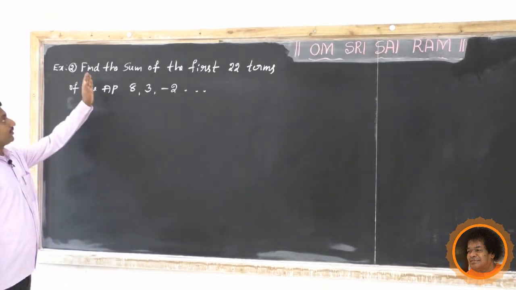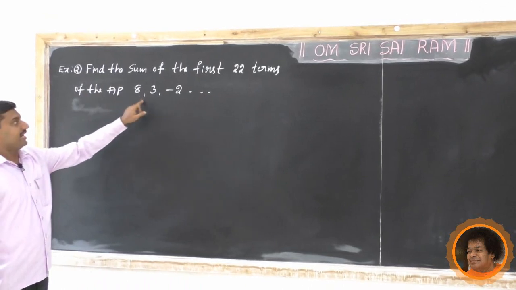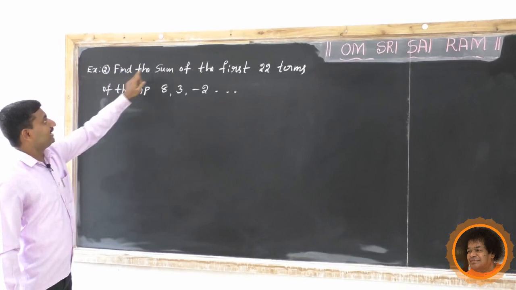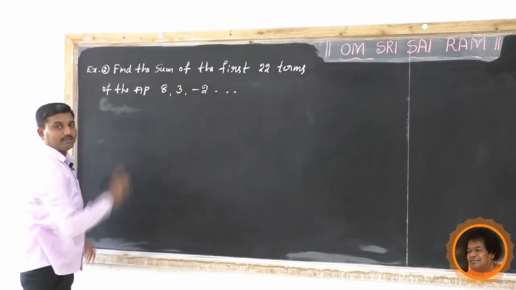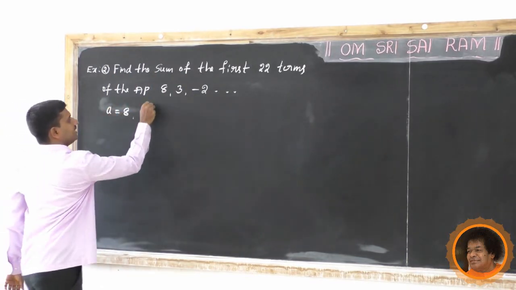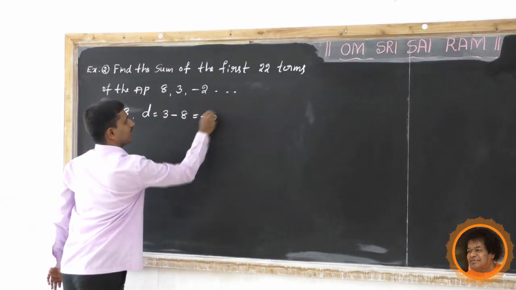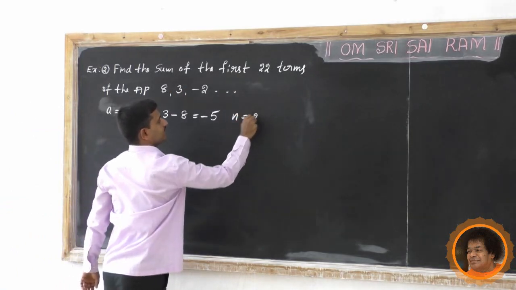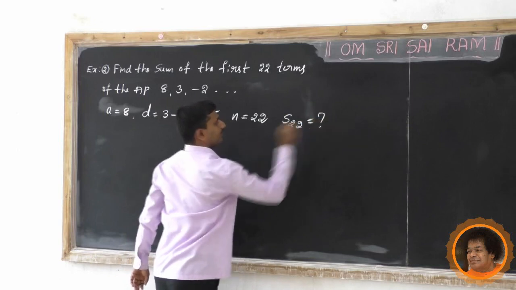Next example: find the sum of the first 22 terms of the AP 8, 3, minus 2, and so on. Same question as the previous one. The 8, 3, minus 2 are in AP, no doubt. So what is the first term? A is equal to 8 and d is the second term minus the first term, which is minus 5. For the first 22 terms, n is equal to 22. So we have to find the sum of the 22 terms.